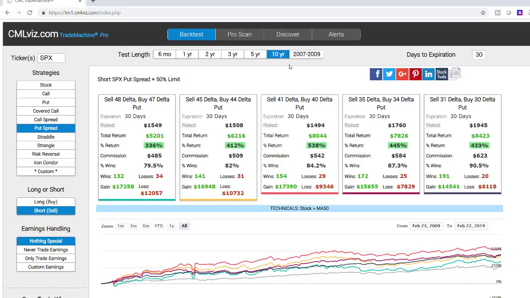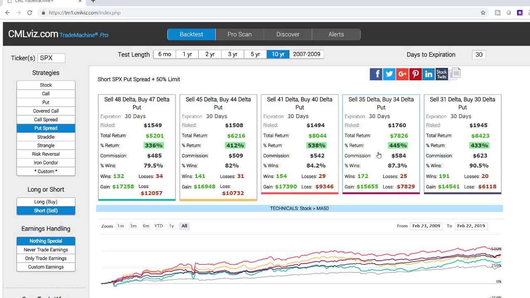So now, over the past 10 years, again, whenever you see the technicals here in the middle, whenever the stock, in this case SPX, was above the 50 MA, it sold these various delta-based put spreads and took profits at 50%. So something a little bit different here.